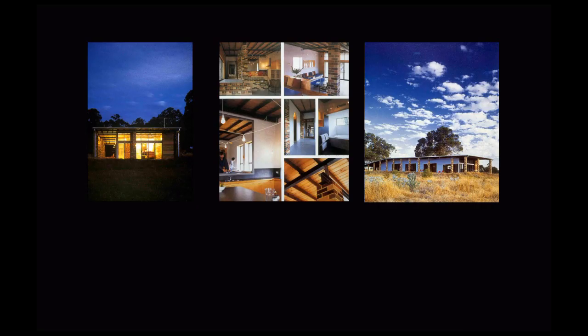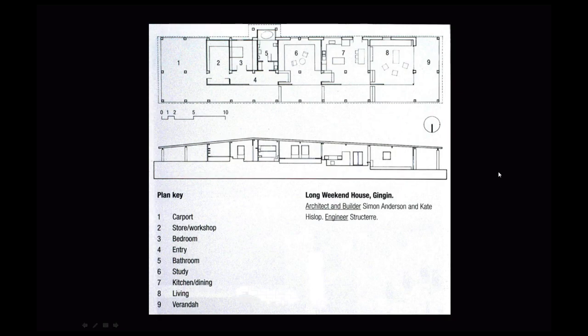So the example that we're going to use today, we're going to cut a section through this precedent, which is a house by Kate Hislop and Simon Anderson called the Long Weekend House. It's up in Gin. Okay, so we've got a kind of a perspectival elevation going on here, some internal shots, and then a shot that's been pulled back from an angle external, looking at the colonnade that goes along one face of the building. So here's the plan on the top.